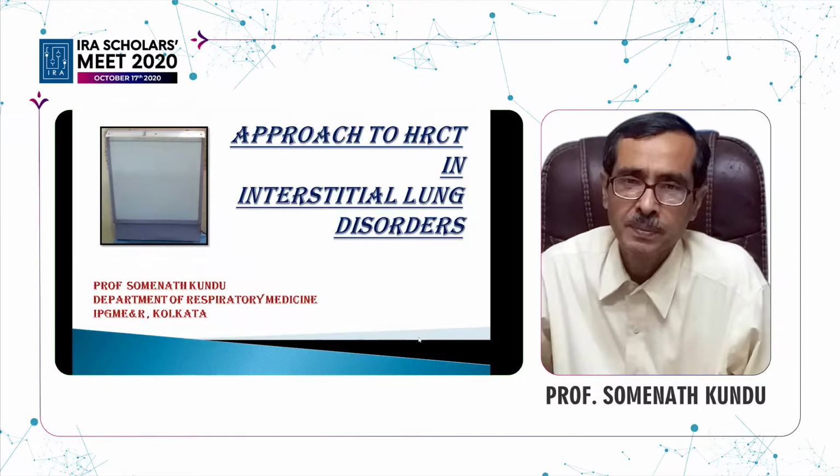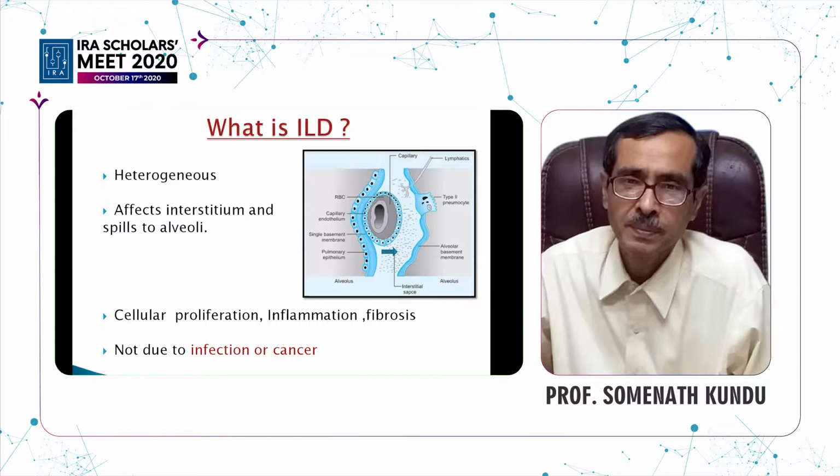So when we say interstitial lung disorder, we mean a heterogeneous group of disorders which affects the interstitium, that is the space between the capillary endothelium and the alveolar epithelium. And the disease spills to the surrounding, with proliferation, inflammation, and fibrosis pathologically. Radiologically, how inflammation and fibrosis can be interpreted by using an HRCT.